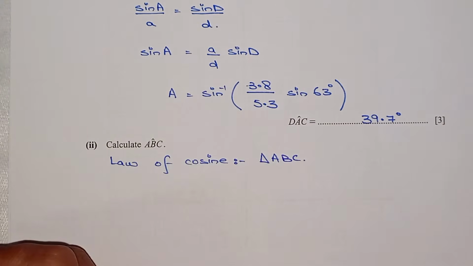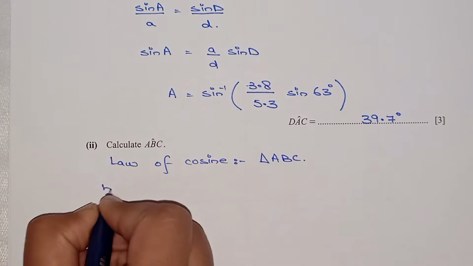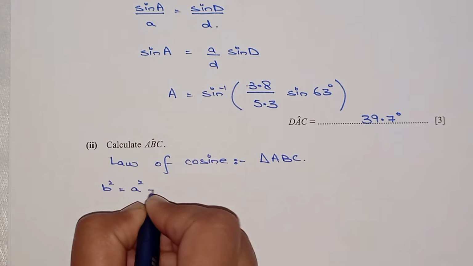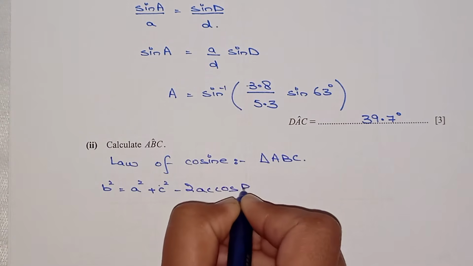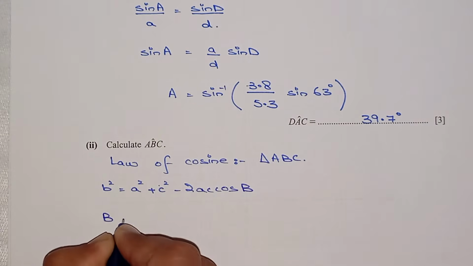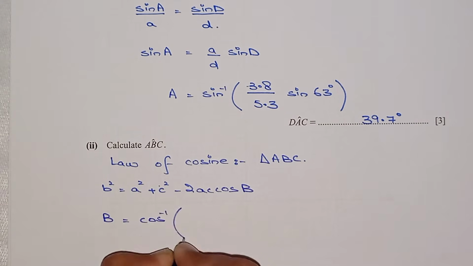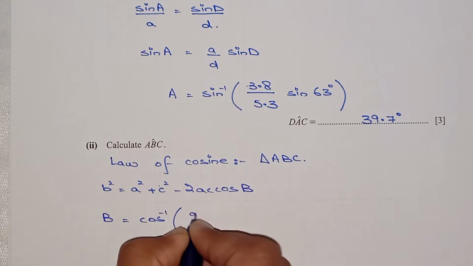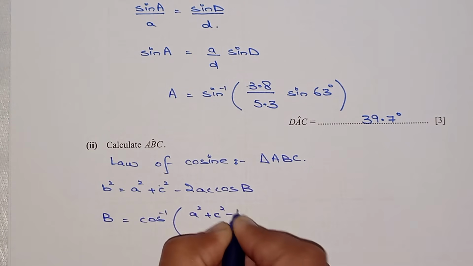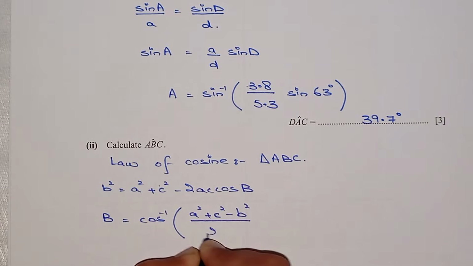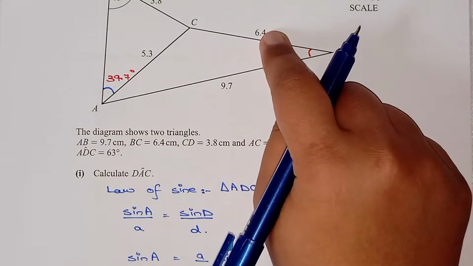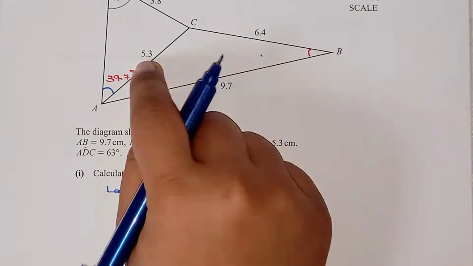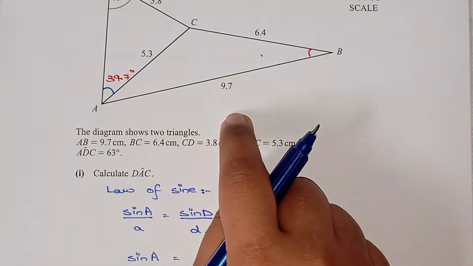Since we need to find angle B, so we can say B square would be equals to A square plus C square minus 2AC cos B. So angle B would be equals to cos inverse of A square plus C square minus B square dividing by 2AC. Now let me find what are ABC. Okay, so A is 6.4, B is 5.3 and C is 9.7.